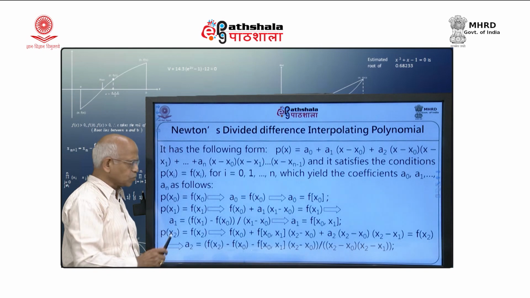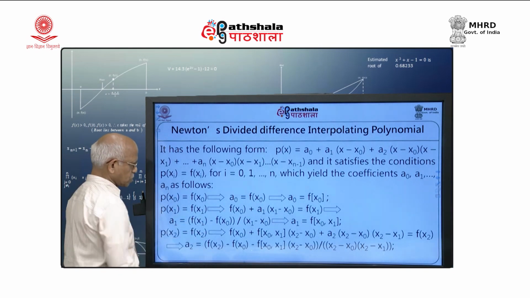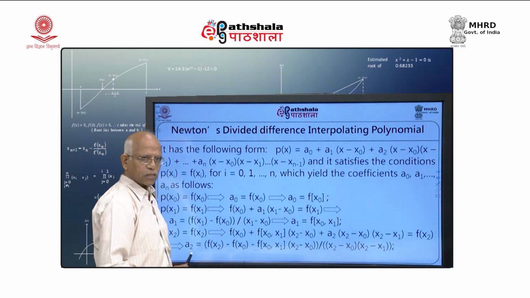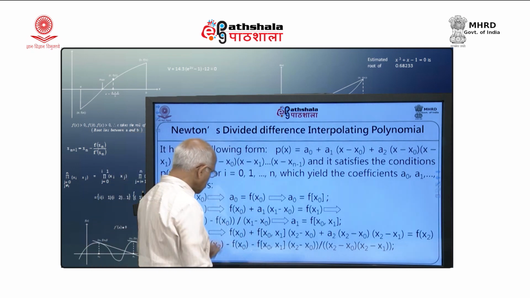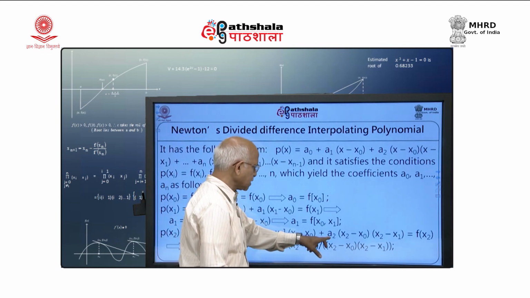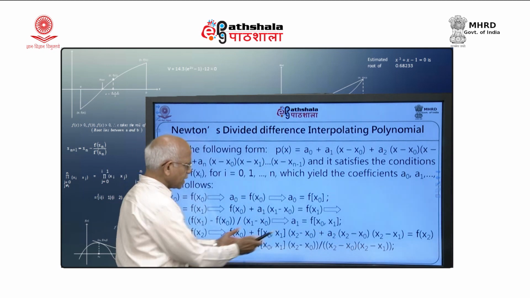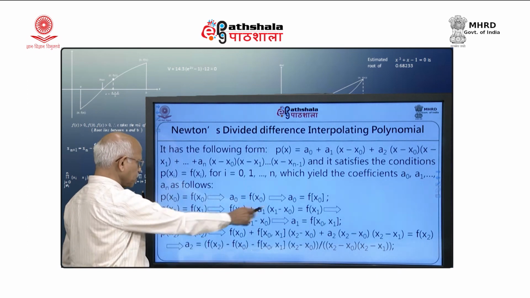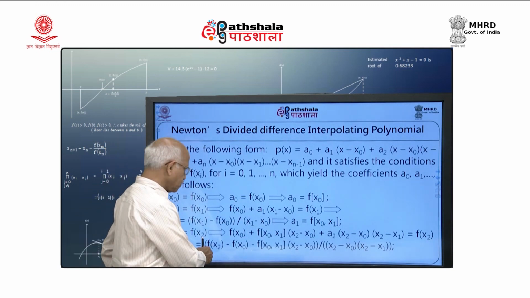So, one more step we will do and then we will generalize. So, p(x2) equal to f(x2) will imply what? Will imply that there will be 3 terms surviving, all other terms will vanish, and therefore, I will get f(x0) plus f[x0, x1], because this is a 0 value, this is a 1 value, this into (x2 minus x0) plus a 2 into (x2 minus x0)(x2 minus x1) is equal to f(x2), and therefore, I can find out a 2 from this, because the only unknown is a 2 here. So, I will get a 2 equal to the remaining terms.